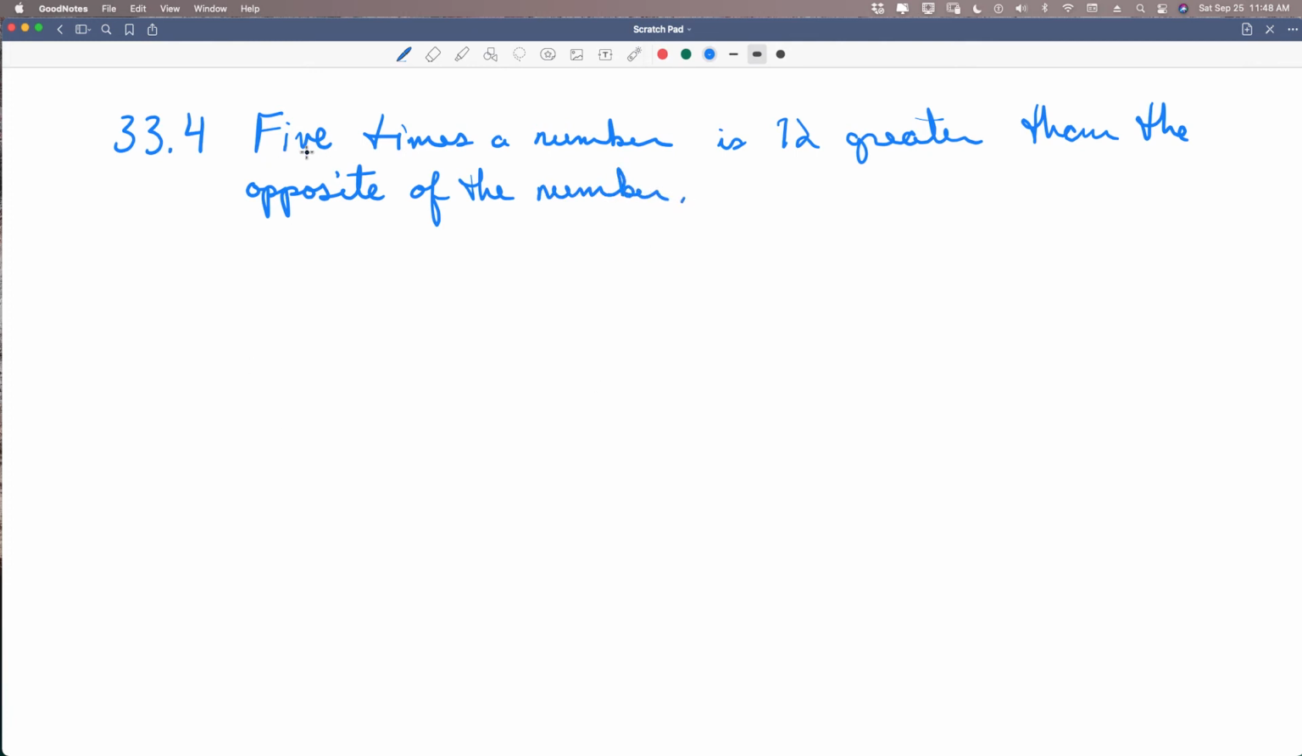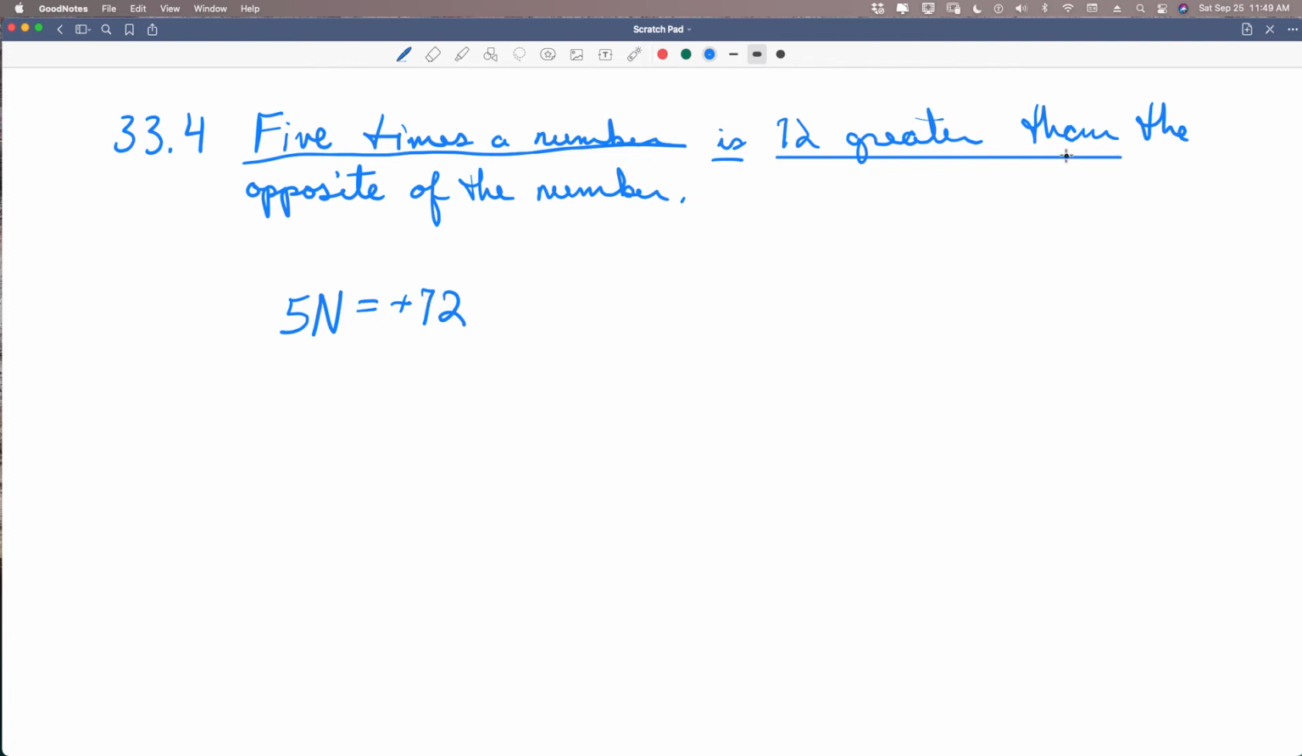All right, 5 times a number. So it's 5 times n. We did that part. That's the equal sign. 72 greater than means plus 72, right? We're adding 72 to whatever that number is.